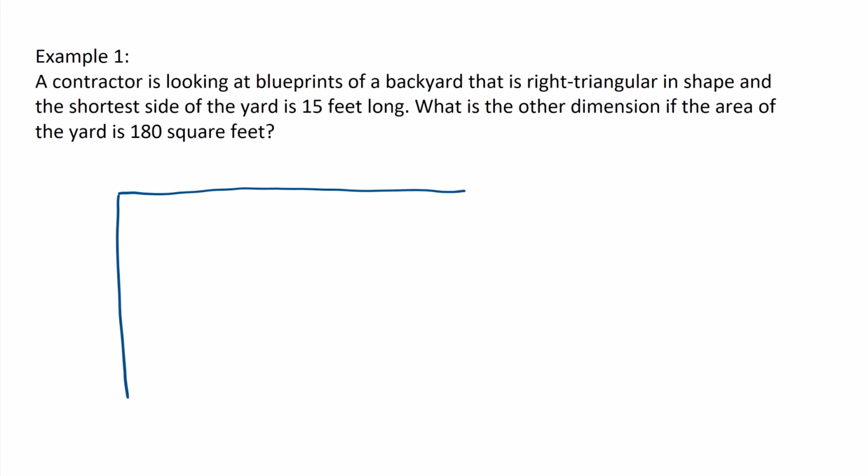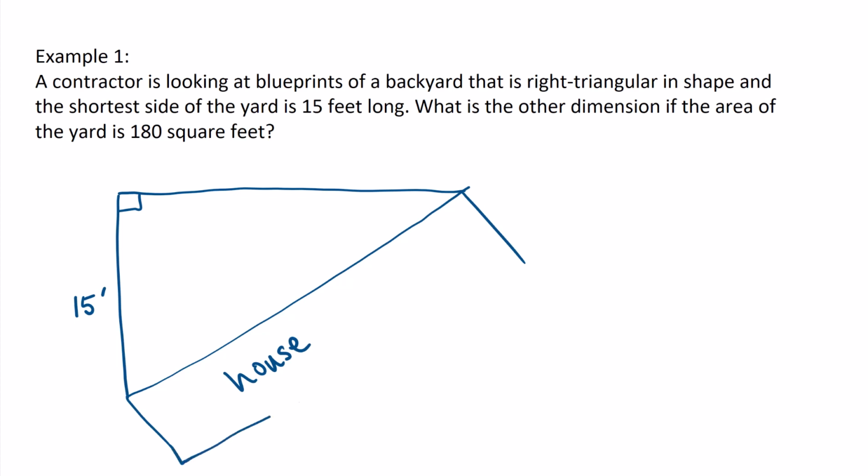We know that we have a right triangular shape, but it says that the shortest side of the yard is 15 feet. Well, the shortest side of the yard can't be the hypotenuse, and so it has to be one of these legs, so one of the sides is 15 feet. We're going to assume that this part here is the house. And so this is the backyard.